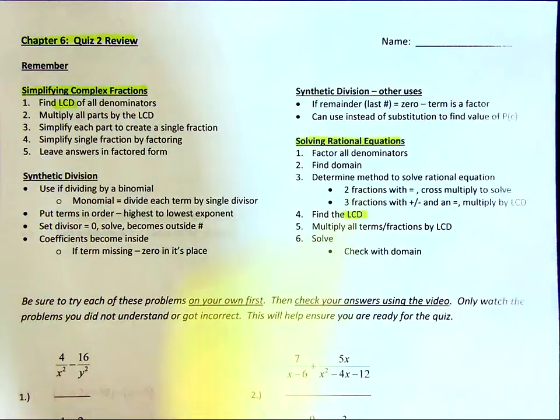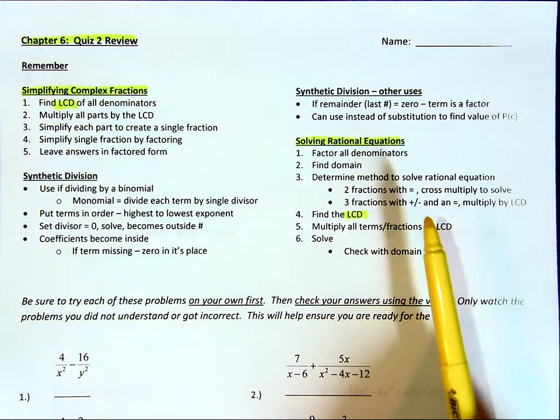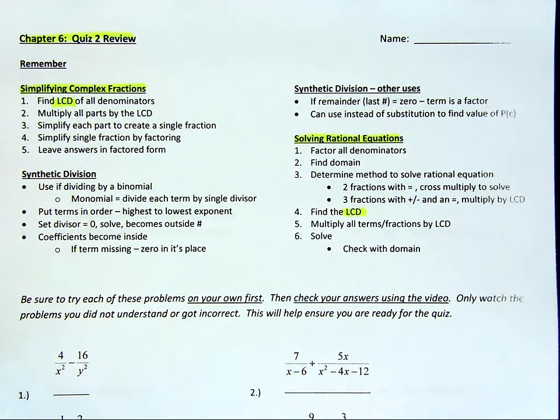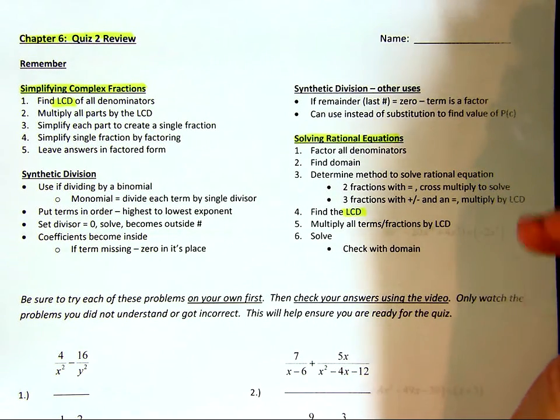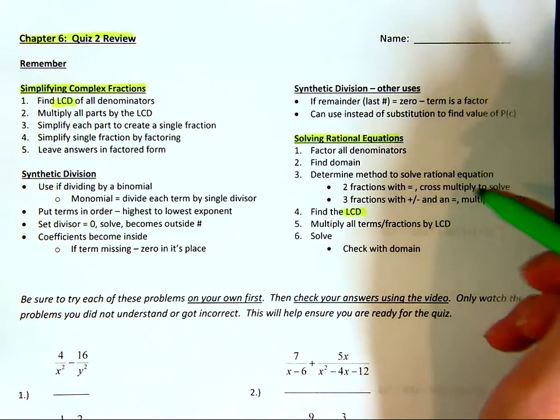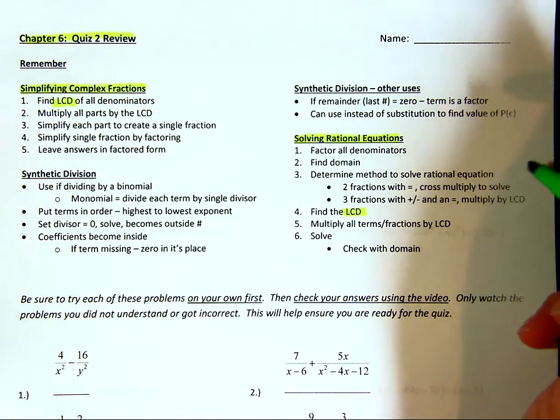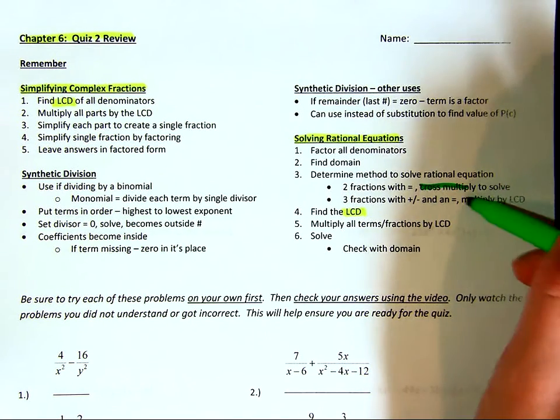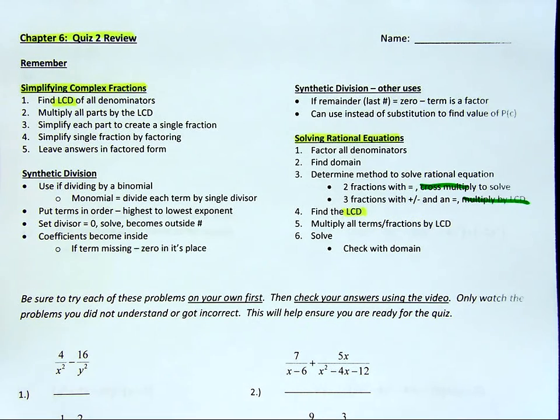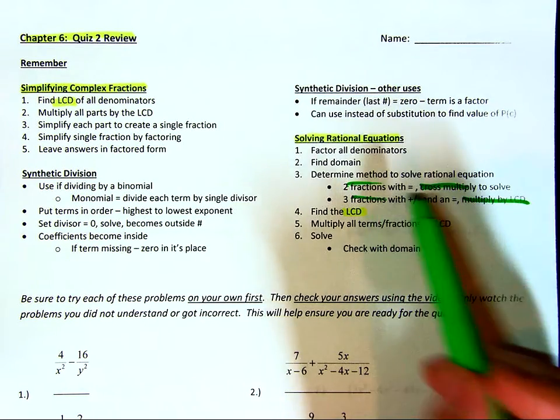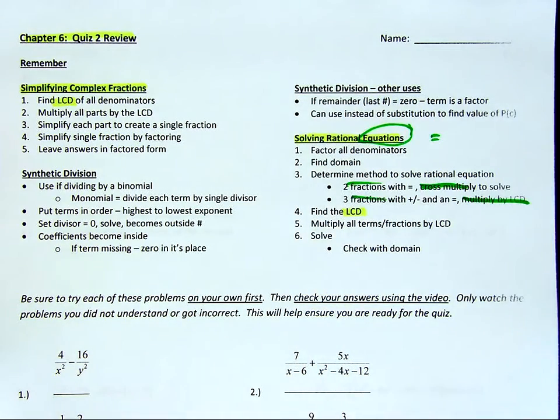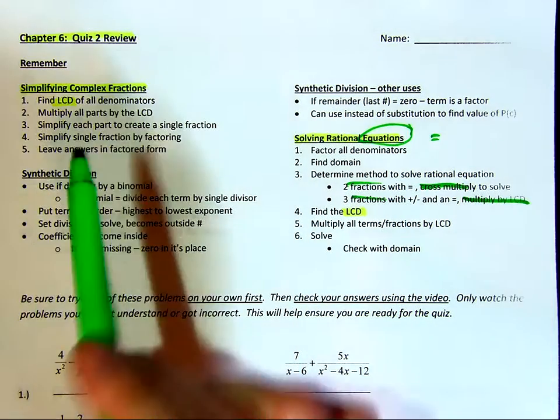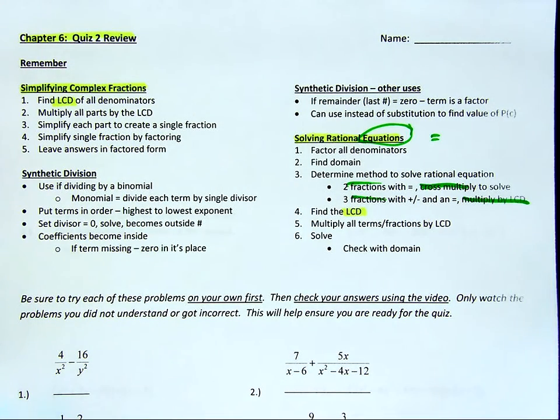after Quiz 1. Other than simplifying complex fractions and solving rational equations, don't forget that solving the equations actually has two methods. We can either cross-multiply or multiply by the LCD. So remember that you need to identify that based on the number of fractions, and you know you're going to be doing an equation if there's an equal sign. So these only apply to ones with equal signs. This is that fraction within a fraction piece.